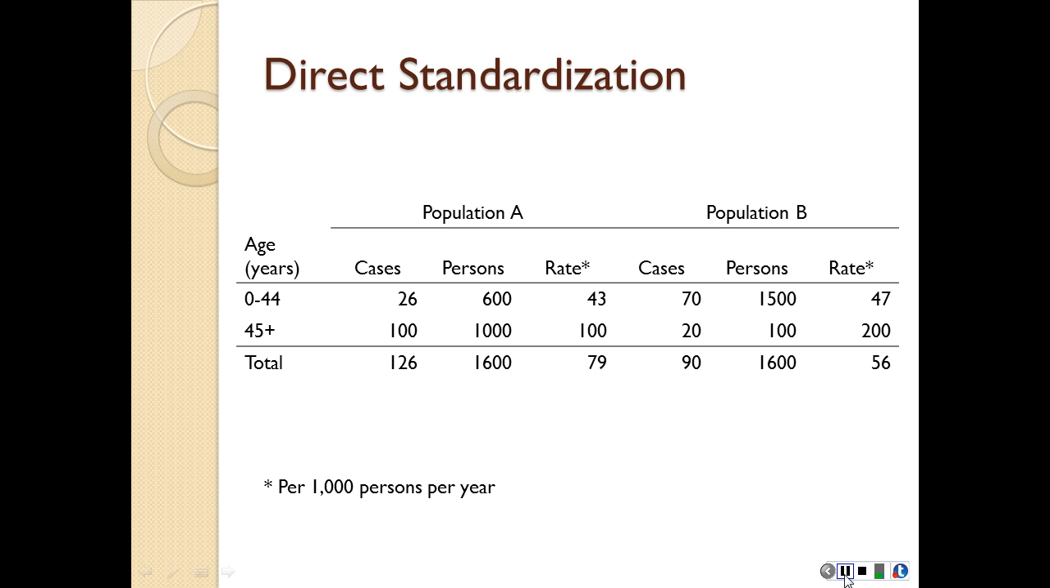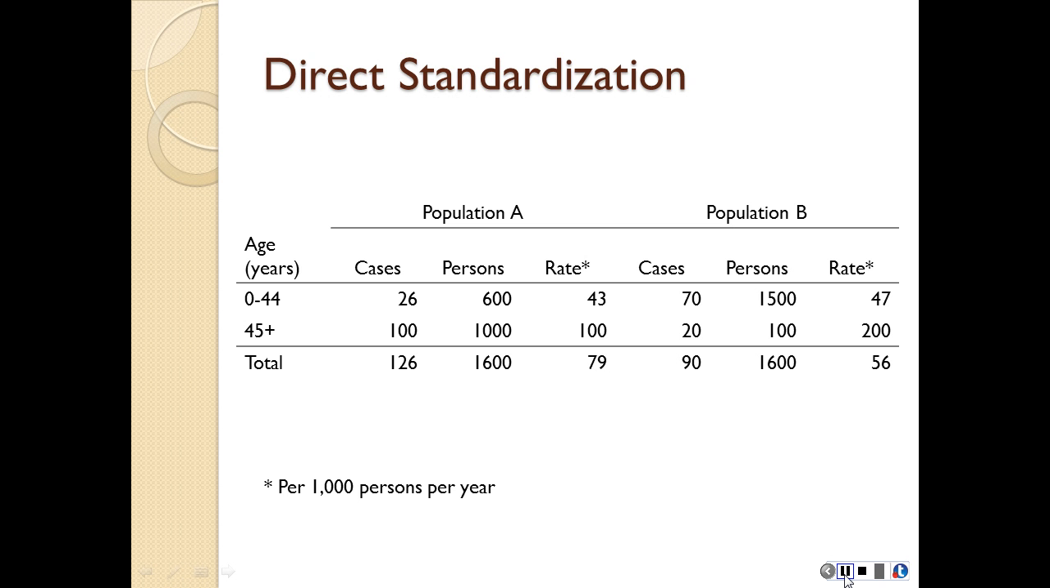In this example, we have population A and population B. Let's say this is Kansas City and St. Louis. We are going to standardize based on age. The age distribution in Kansas City is different than in St. Louis. I don't know if this is true, but for argument's sake, let's say the people in Kansas City are a whole lot older than the people in St. Louis.